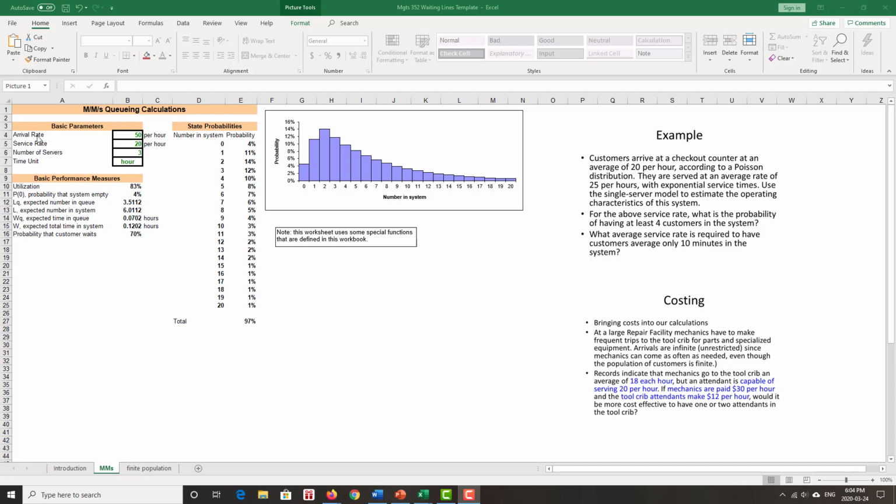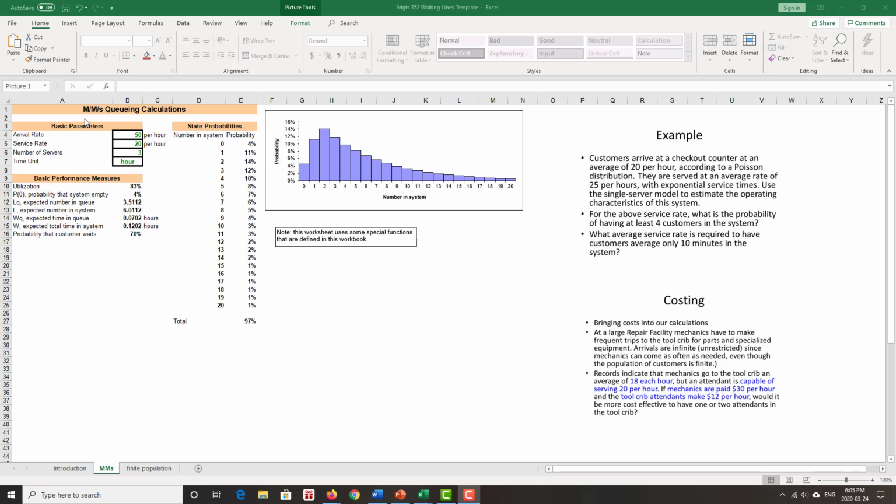So we have the arrival rate, we have the service rate. Notice how they're in numbers per some time period. We have the number of servers and the time unit. This is just there for sort of aesthetic purposes.